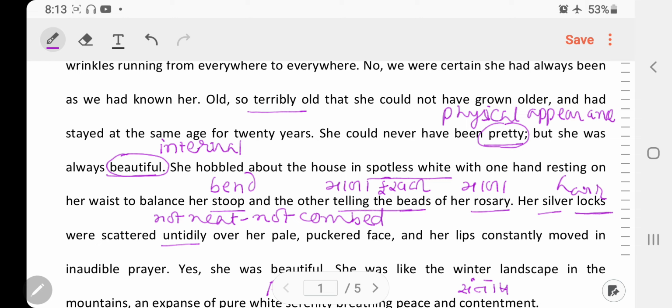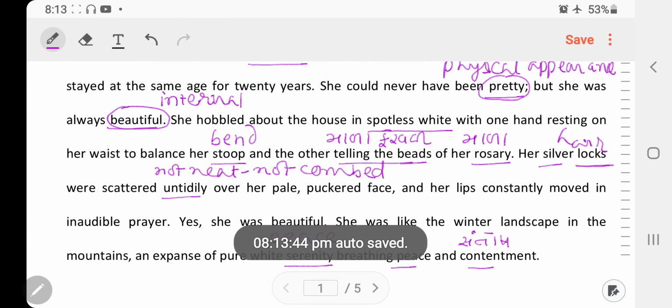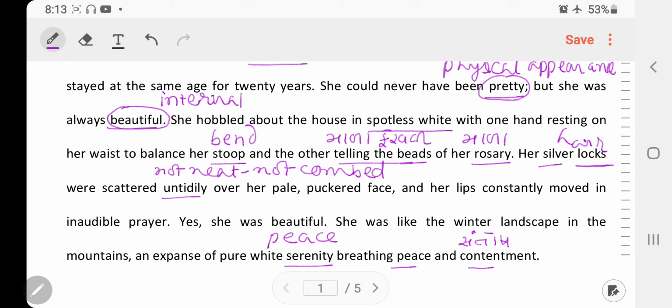And it was very hard for Khushwant Singh to believe that she was ever young and she was ever having a husband also. And then you have to give the description of her walking style. You have to say that she hobbled in the house, and then you have to describe the clothes, spotless white dress she used to wear. One hand on her waist to balance her stoop, the other was always busy telling the beads of the rosary.